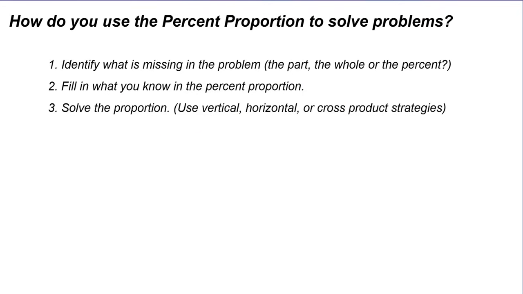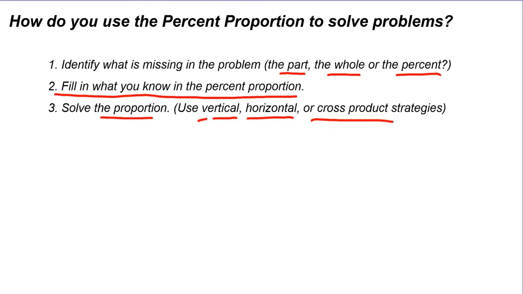So how do you use the percent proportion to solve problems? Well, the first thing we need to do is identify what's missing in the problem. Now, we can have three things missing in any typical percent problem. We can have the part that's missing, the whole is missing, or the percent is missing, and then we can use the proportion to solve to find any one of those three. And then we just fill in what we know in the percent proportion, if we know the whole and the percent, or the part and the percent, or the part and the whole. And then lastly, we will solve the proportion. And we have strategies for solving proportions. Remember, we can use vertical relationships, horizontal relationships, or we can use the cross products to solve those proportions.